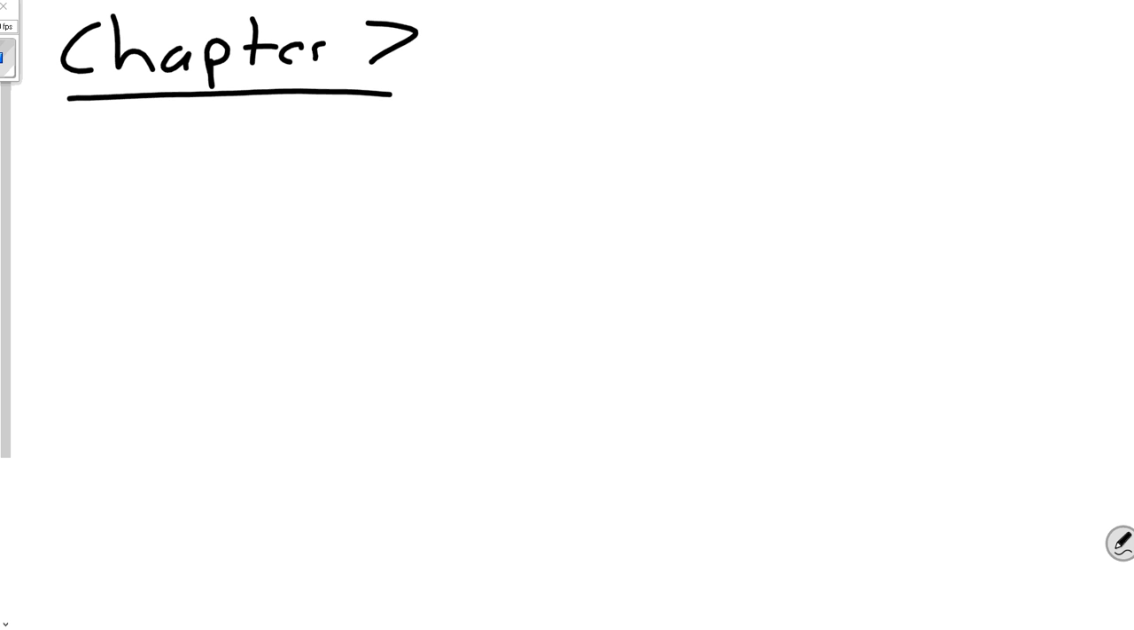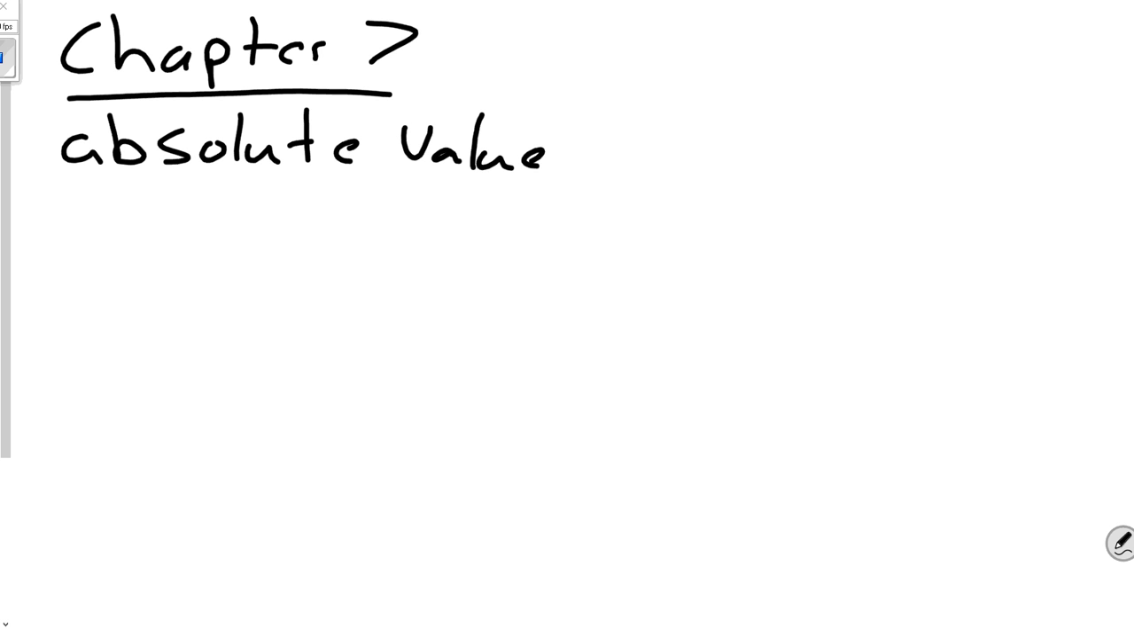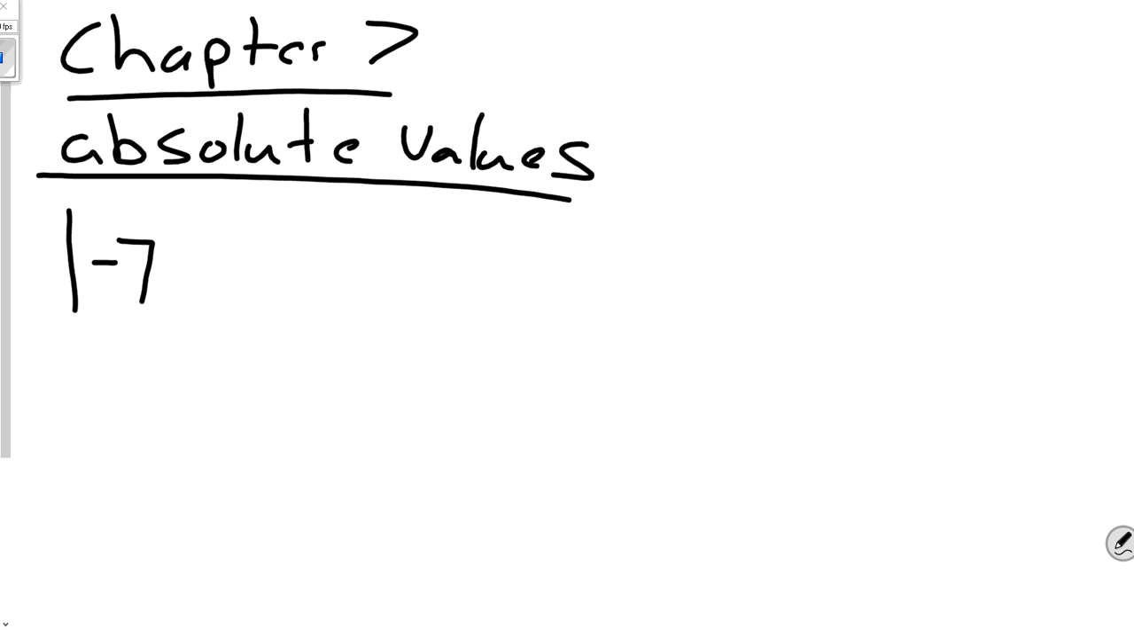Chapter 7 was absolutely awesome with absolute values. So, I don't know if you guys see absolute values anymore in middle math, but remember they're just those lines. So this isn't 100 negative 7, 1. Right, it takes any value and just makes it positive.